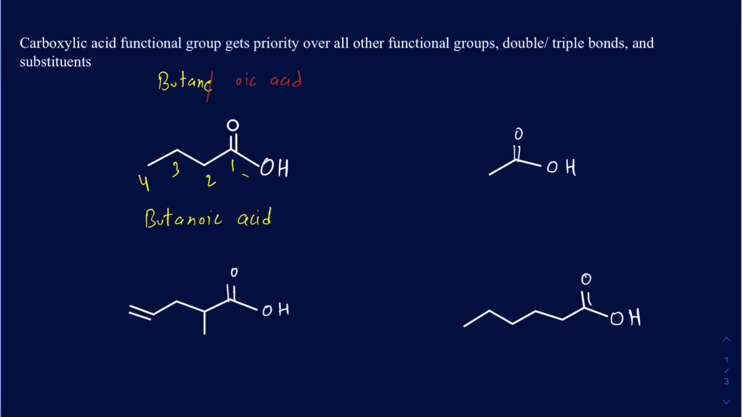Now let's look at this second one here. This second one has only 2 carbons in the main chain, so it's going to be 1 and 2. That means the parent is ethane, and since we have the carboxylic acid group at the end, we're going to call it ethanoic acid. Now there is a common name for it, and that's most commonly used. The common name for this molecule is acetic acid.